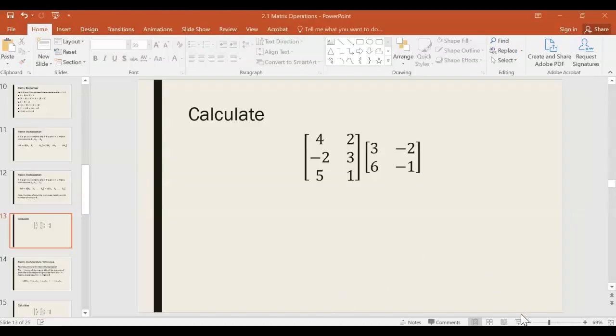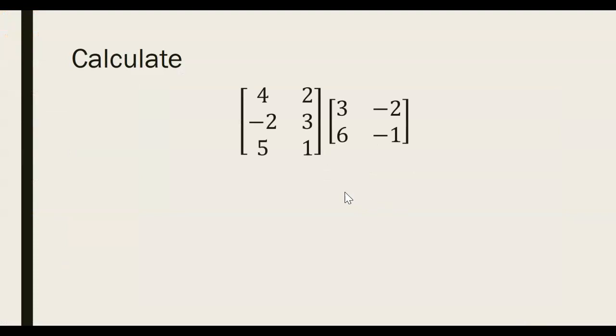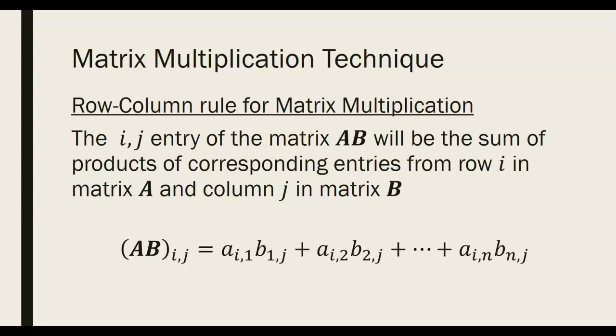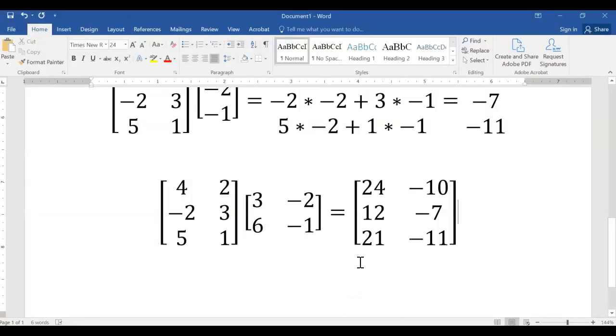Now, what we did there is we were kind of stumbling upon this matrix multiplication technique. It's what we call the row column rule for matrix multiplication. And what it says is that the ij entry of the product will be a sum of the products of corresponding entries from row i in matrix A and column j in matrix B. You can see the fancy subscripts here. It's fairly cumbersome looking at it this way, but that's what I was doing in each of those entries when I was dealing with the previous example. So think about what this is saying.